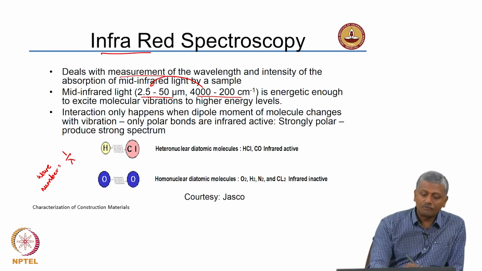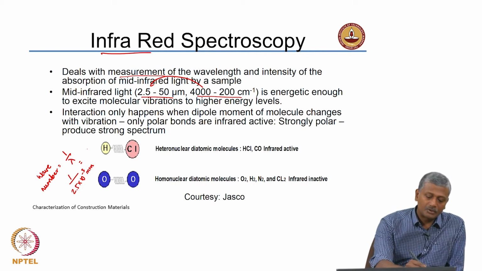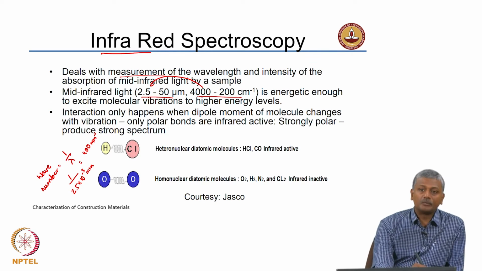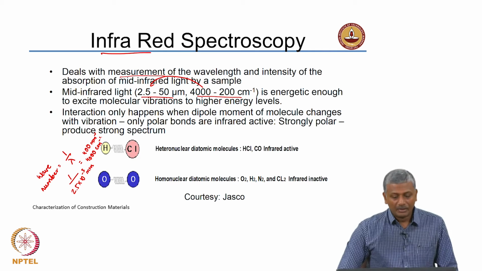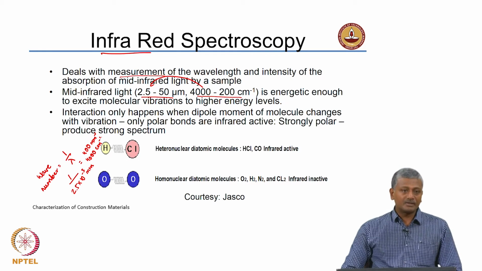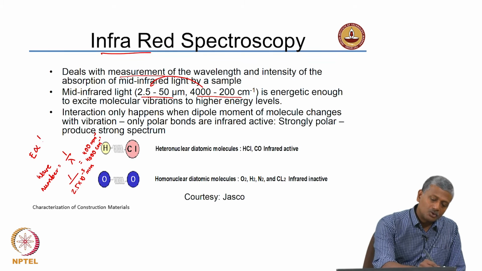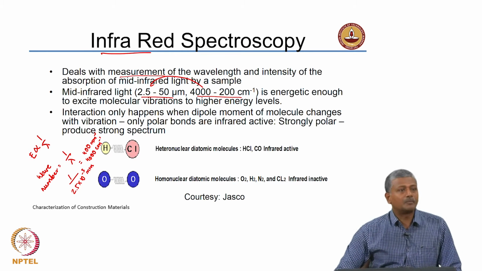So, if you have 2.5 micrometer, so 1 over 2.5 into 10 power minus 3 millimeter, that is equal to 400 millimeter inverse, nothing but 4000 centimeter inverse. So, wave number is nothing but just another representation of 1 over wavelength. Why is this sort of representation chosen? Because energy is proportional to 1 over wavelength. So, energy in this case is proportional to the wave number.